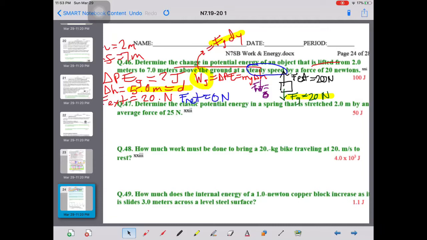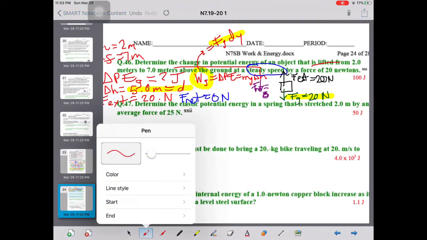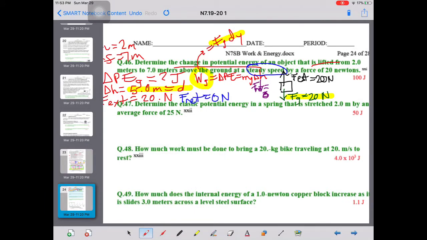These problems. Problem 47 is actually much nicer with the work energy equation than if you tried to do this otherwise. Let me show you real quick here. All right, 47. Determine the elastic potential energy, so it's PES.